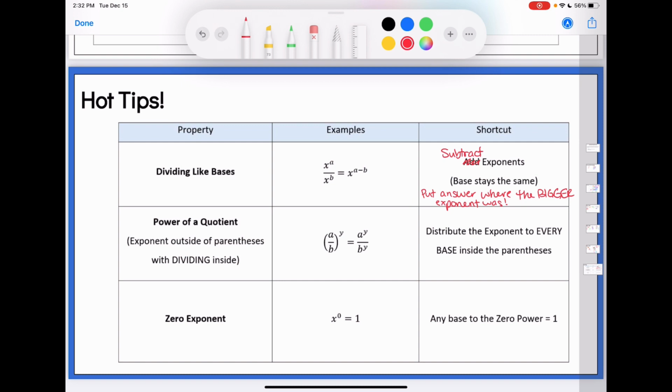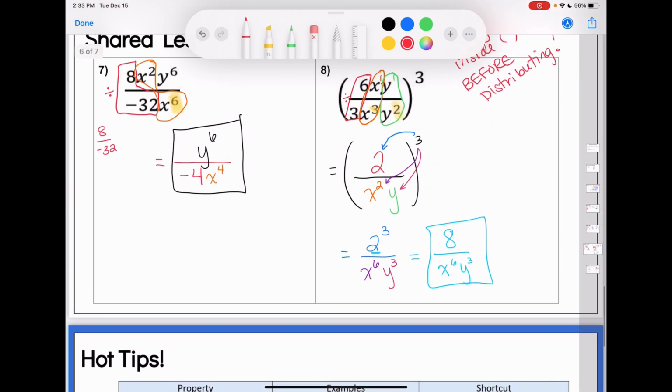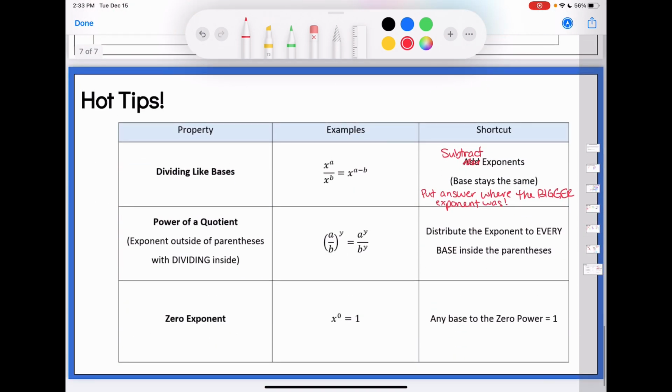Okay, and then we have power of a quotient. That's an exponent outside of parentheses with dividing on the inside. And I did just like power of a product, distribute the exponent to every base inside the parentheses. And then 0 exponent, any base to the 0 power equals 1, right? We didn't practice that too much up here, but we will practice that more tomorrow as well.